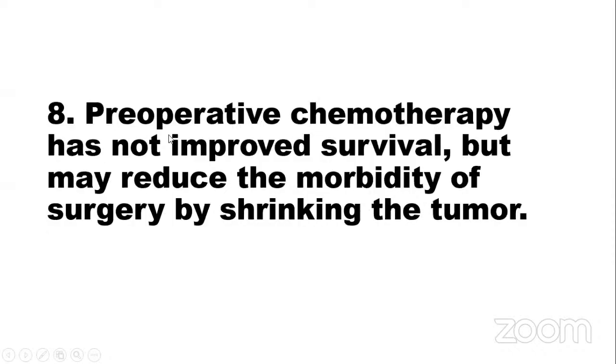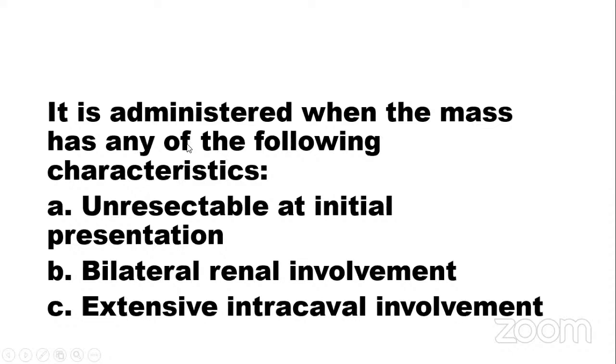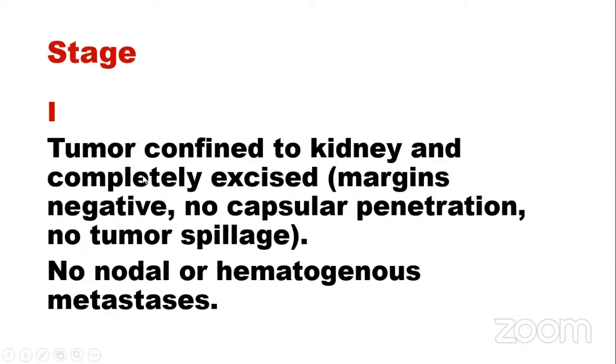Preoperative chemotherapy has not improved survival, but may reduce the morbidity of the surgery by shrinking the tumor. So it is administered when the mass has any of the following characteristics: unresectable at initial presentation, bilateral renal involvement, or extensive intracaval involvement. Those groups we prefer to treat with chemotherapy.